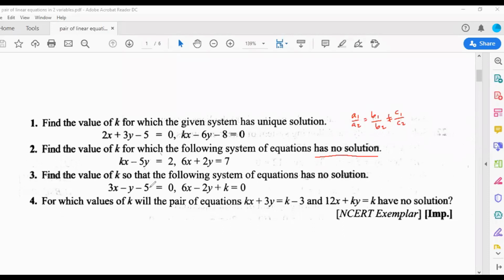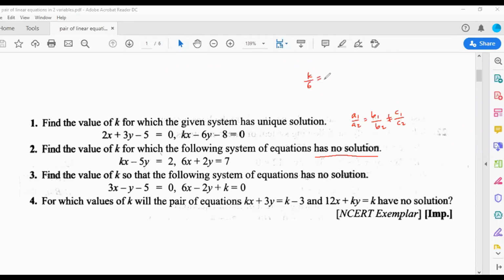Minus 15, sir. Minus 15. We can check it. So here you look, what is A1 by A2? k by 6. So what is B1 by B2? Minus 5 by 2. B1 is minus 5, right? So A1 by A2 should be equal to B1 by B2.